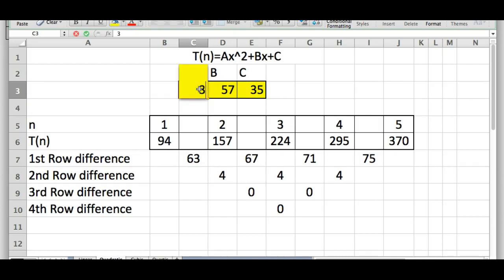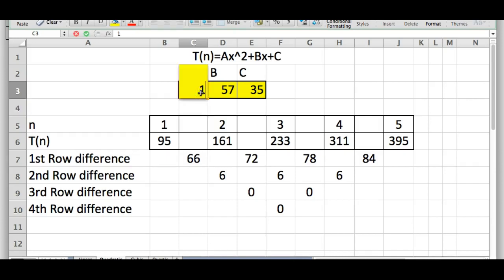What happens if A is 3? Let's see if this still works. Oh, second row difference is 6. So if we can find the second row difference, that would be a shortcut to finding out what A is. If we do that, then we can straight away have 2 equations, 2 unknowns to solve these things. So I'm going to show you an example here in a second.